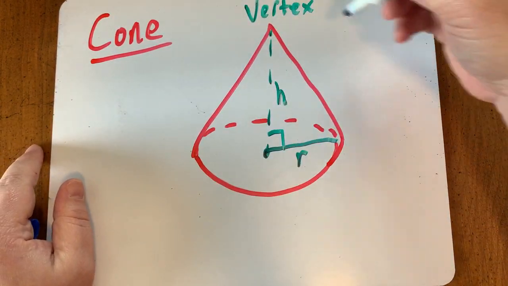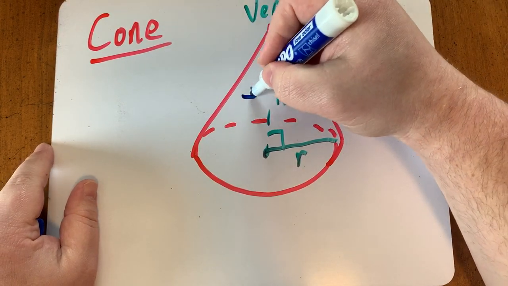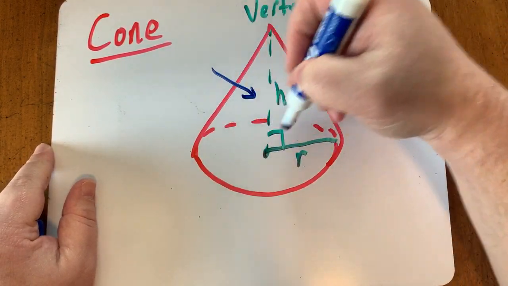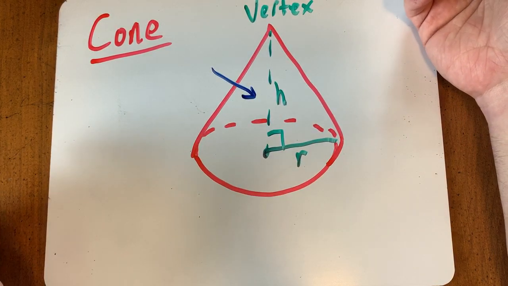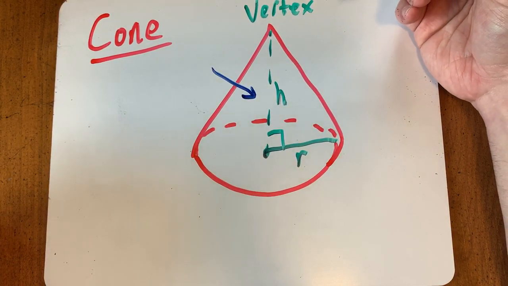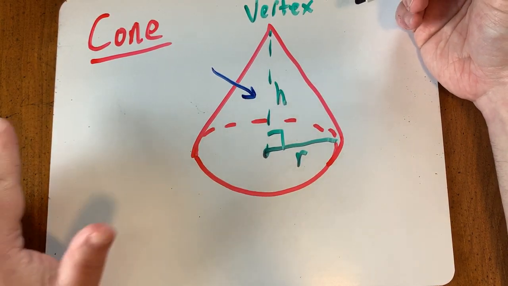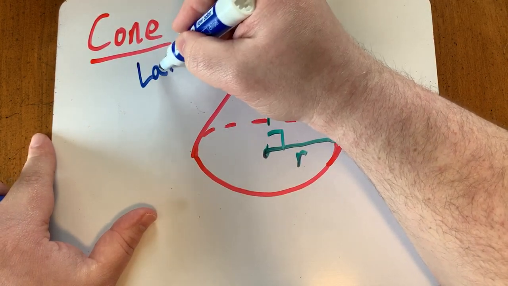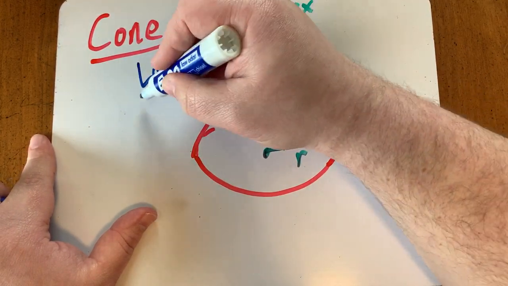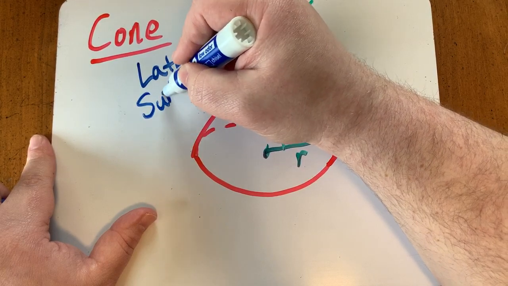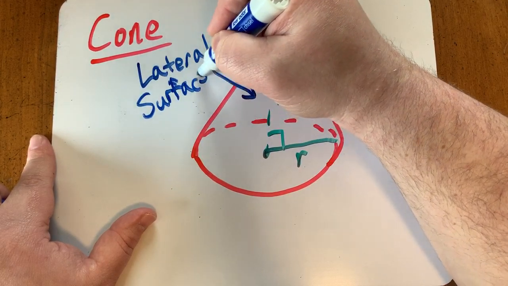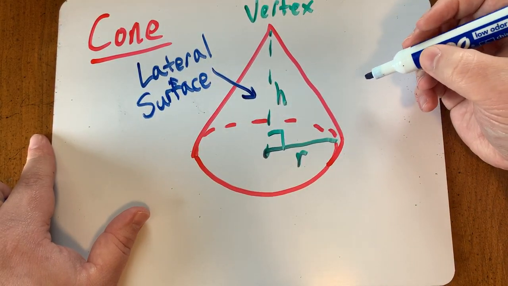There are no lateral surfaces. There's just this smooth surface around. I'm sorry, there's no lateral faces. There's just this smooth surface around called the lateral surface. It is not a face because it's not a polygon.